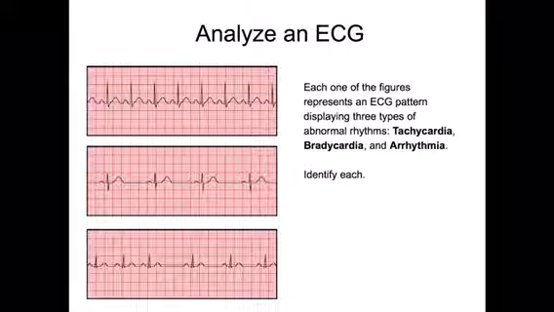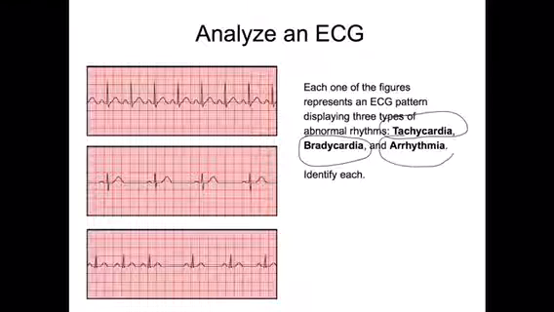If we look at these three types of abnormal rhythms. Okay, so one is tachycardia. Remember tachycardia, this one right here, that is a fast heartbeat. This is bradycardia, that is a slow heartbeat, and this is an arrhythmia, and that one is an irregular heartbeat. So take a look at each one of those and see which one you think is which.